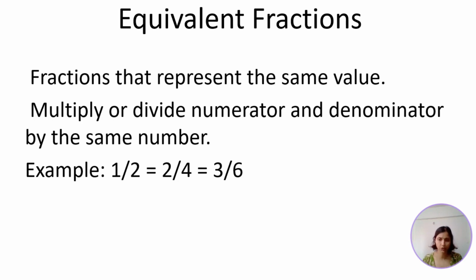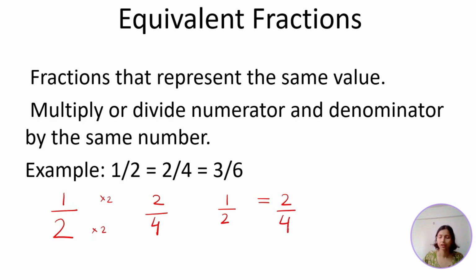So if I have a fraction and I multiply the numerator and denominator by the same number, I will get an equivalent fraction. Let's understand through an example. Suppose I have a fraction 1 by 2. I multiply the numerator by 2 and denominator by 2. I will get 2 by 4. So 1 by 2 and 2 by 4 are equivalent fractions. They are the same in value.